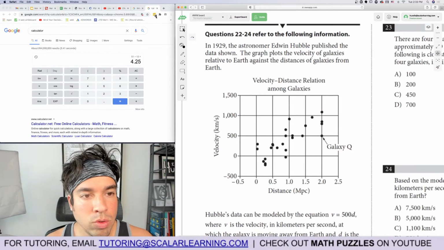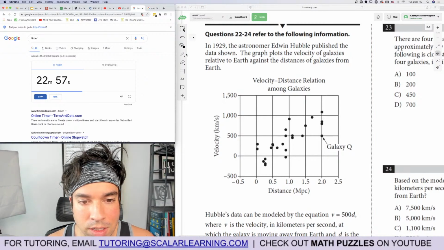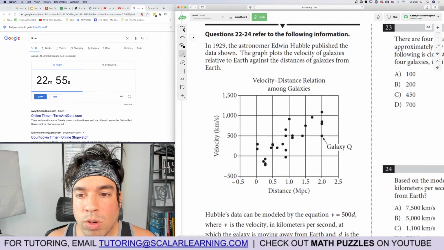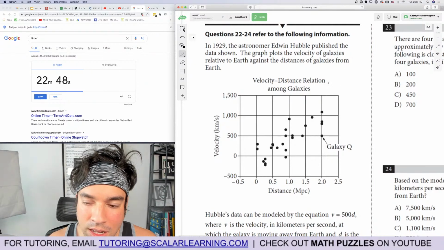Okay, 22 through 24. And I don't even remember where the multiple choice stops, by the way, because it's a PSAT normally. So in 1929, the astronomer Edwin Hubble published the data shown. The graph plots the velocity of galaxies relative to Earth against the distance of galaxies from Earth.